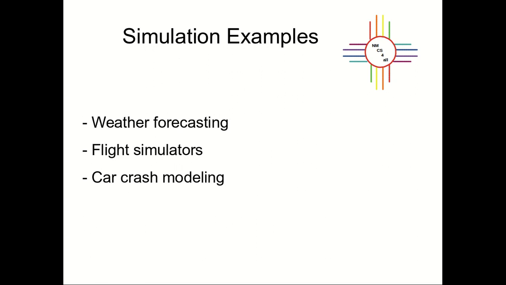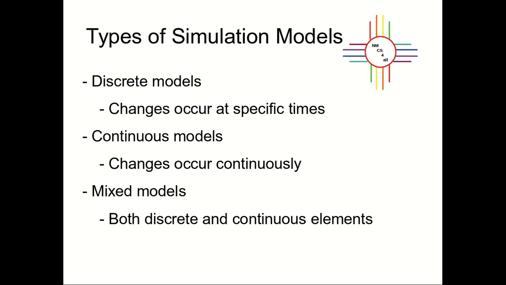There are many examples for computer simulations. Some of them are weather forecasting, flight simulators for training pilots, and car crash modeling. There are also many ways to classify simulation models. One is into discrete, continuous, and mixed models. In discrete models, changes occur at specific times. In continuous models, changes occur continuously. And as you probably guessed, mixed models contain both discrete and continuous elements.